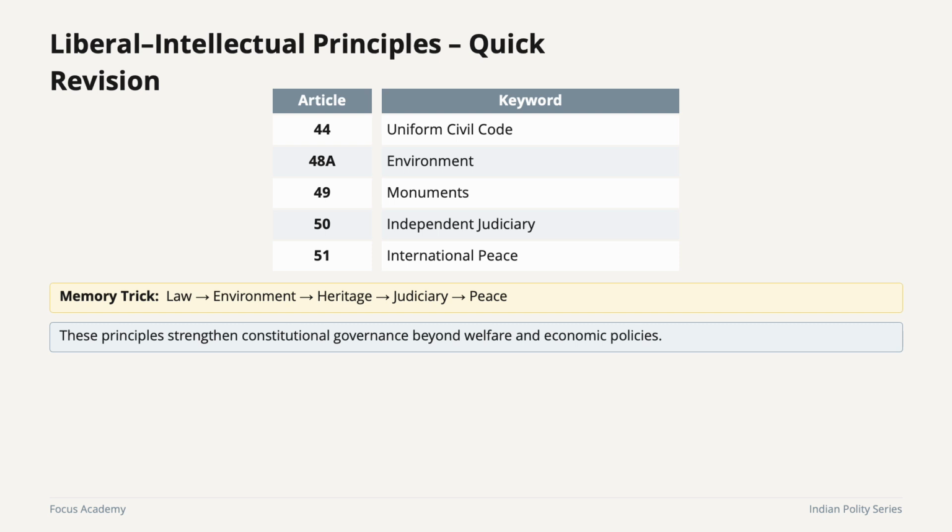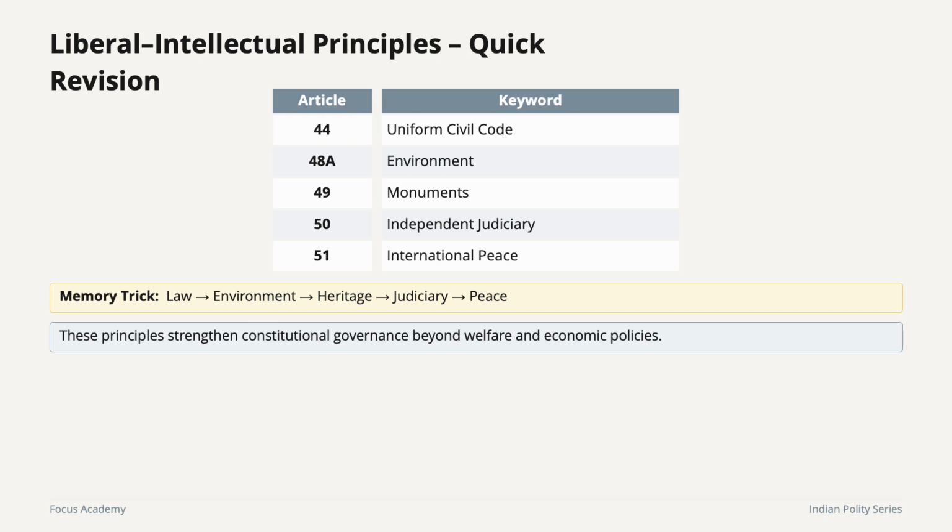Now a quick revision. In the liberal intellectual modern principle, okay, modern principle, we have the Uniform Civil Code, which is modern, which is intellectual, which is liberal. We have the environment, we have the monuments, we have the independent judiciary, and 51 international peace and security. These are the 5 points that come under liberal intellectual principles, okay? So a complete revision, you can screenshot it. When you watch the video on YouTube, you can screenshot it and you can save it. This is a very good way of categorizing, good way of memorizing, okay?